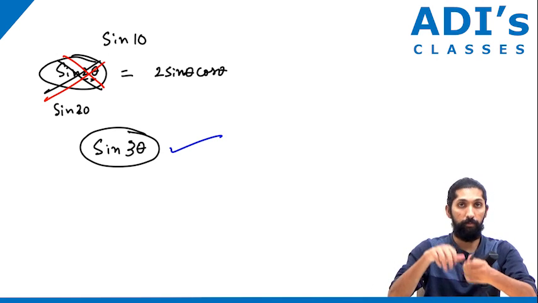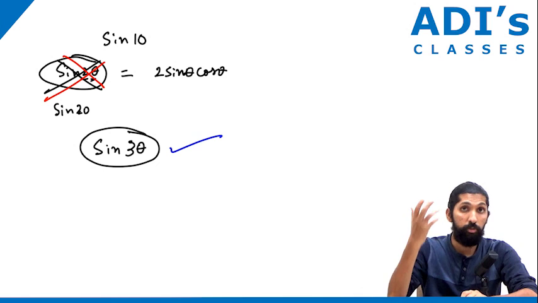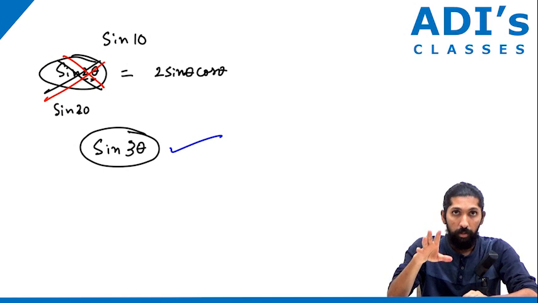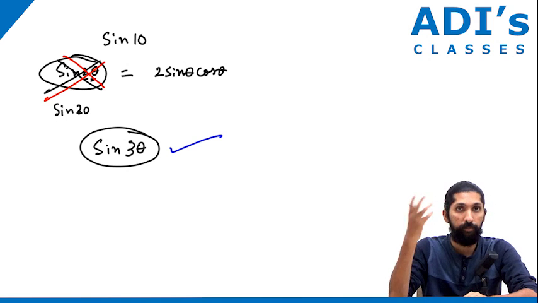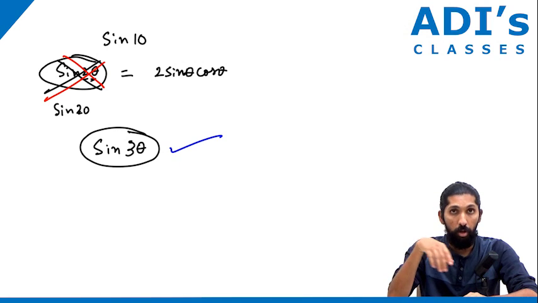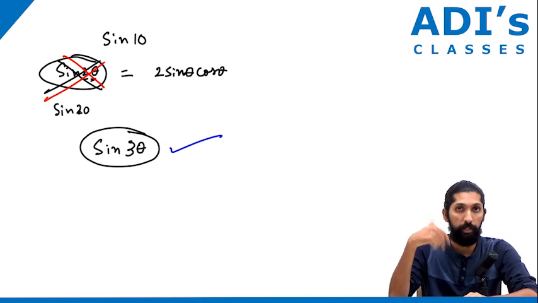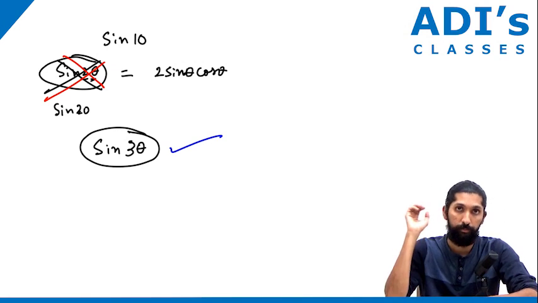That's why I told you, based on the situation, based on the problem, you have to choose which type of submultiple or multiple angle to use, whether x by 2 or x by 3. It entirely depends on the problem.